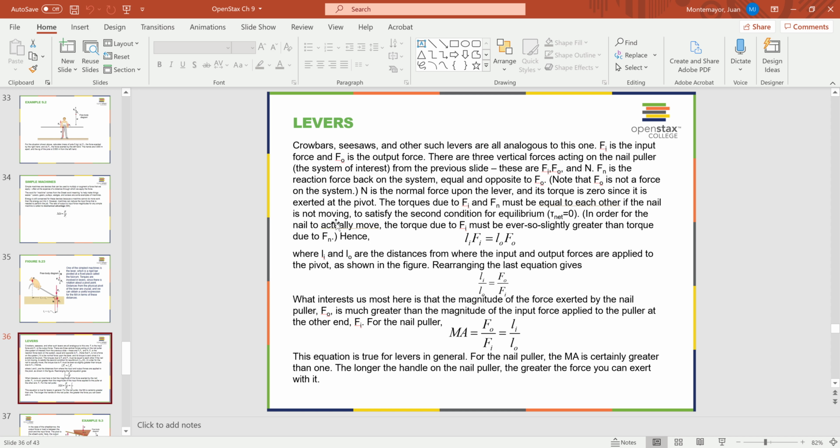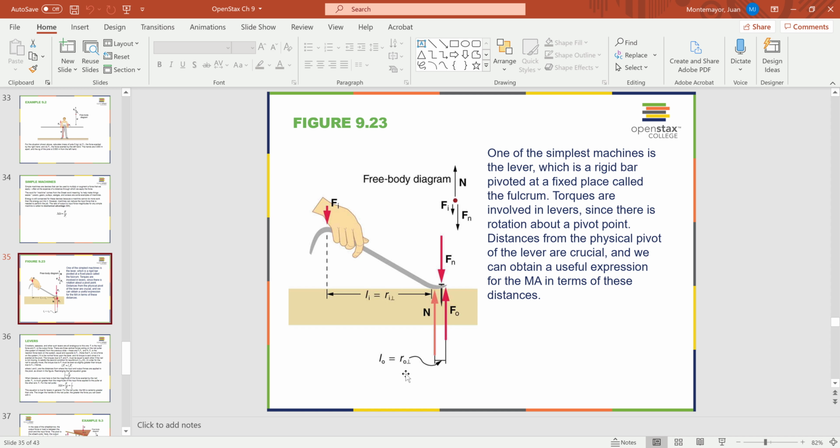The torques due to our input force and our Fn must be equal to each other if the nail is not moving, to satisfy the second condition of equilibrium, which is torque equals 0. In order for the nail to actually move, the torque due to our input force must be ever so slightly greater than the torque due to Fn. Hence, Li times Fi equals Lo times Fo, where Li and Lo are the distances from where the input and output forces are applied to the pivot, as shown in the figure. So we have Li here, Lo here.